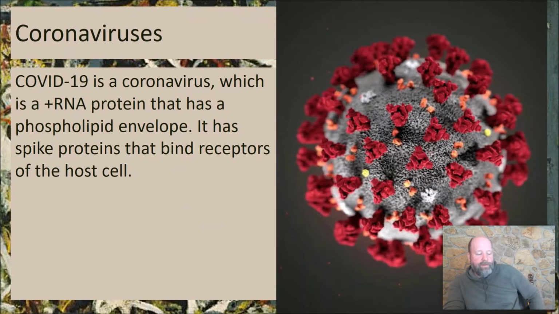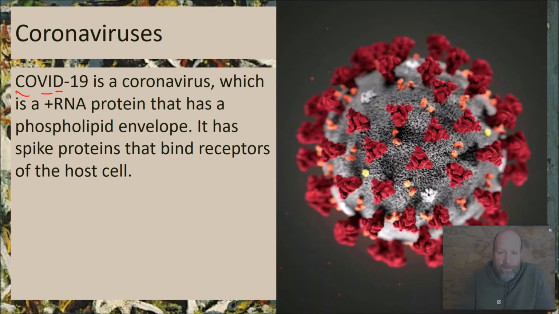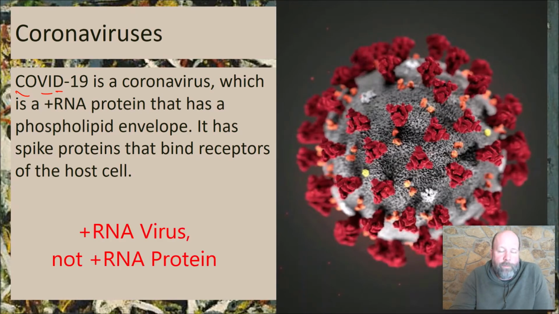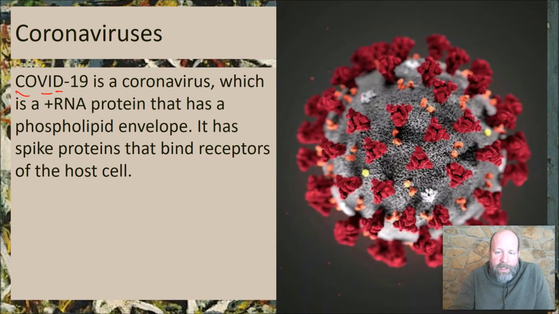So coronaviruses, COVID-19 is just short for coronavirus disease. And of course, it first appeared in 2019. But it's a coronavirus, meaning it has this crown, this halo of spike proteins around the outside that are visible with an electron microscope. It's a plus RNA virus, which means it uses its RNA as a transcript, and we'll look at that in a minute. It has these spike proteins that bind the receptors in the host cell, and it has a bit of cell membrane. So this is, like I said, basically a phospholipid bilayer.